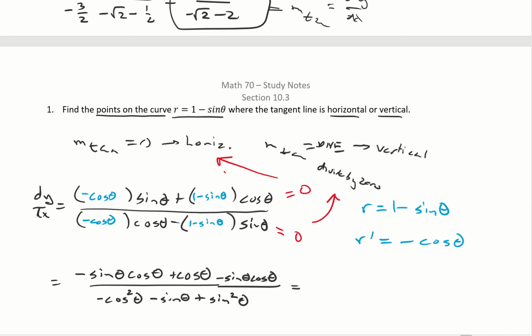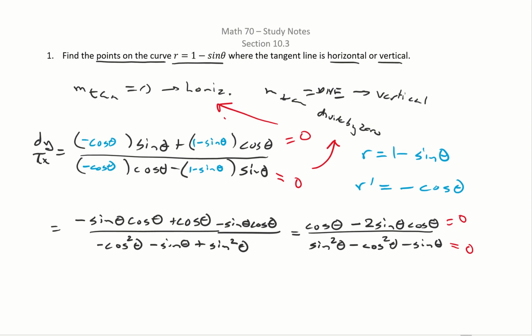Okay, so what I've got is cosine theta upstairs, and then minus 2 sine theta cosine theta. And downstairs, what have we got? We've got sine squared minus cosine squared minus sine. So we have sine squared theta minus cosine squared theta, and then minus sine. Boy, this is an exercise in trigonometry here. Okay, so I'm going to now mentally split this up into two pieces: when is this 0, and then when is this 0, and answer this darn question that I thought I'd be done with by now. I'm not.